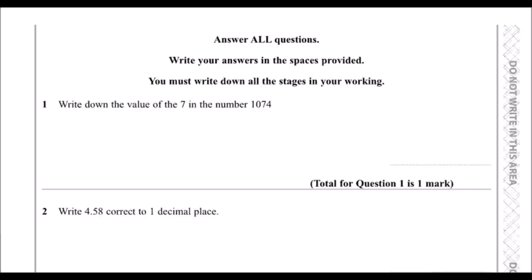Question 1 says, write down the value of the 7 in the number 1074. So the 7 is in the tens column. It's worth 7 tens or 70.